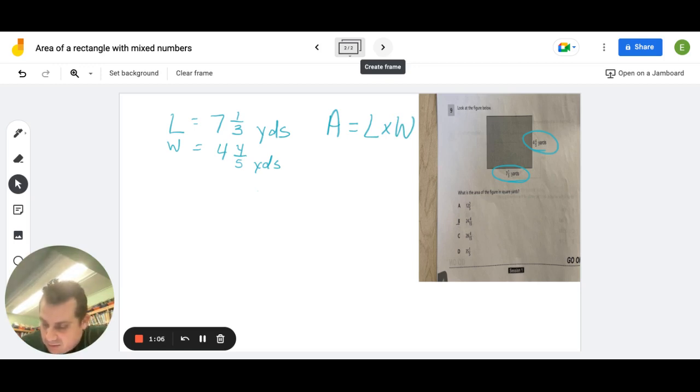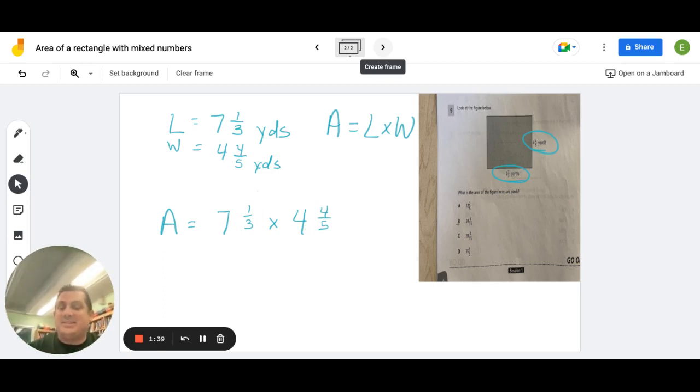So this means to find the area, I need to do 7 1/3 times 4 4/5. Now I will tell you, the biggest distractor here is C, 28 4/15. Why? Because many of us think we do 7 times 4 is 28, and then we go to our fraction, 1 times 4 is 4, and 3 times 5 is 15, which would be the 28 4/15. But that is not how you multiply these mixed numbers.